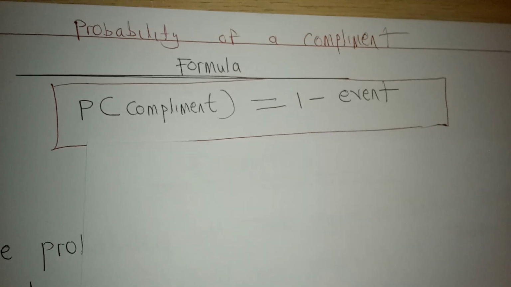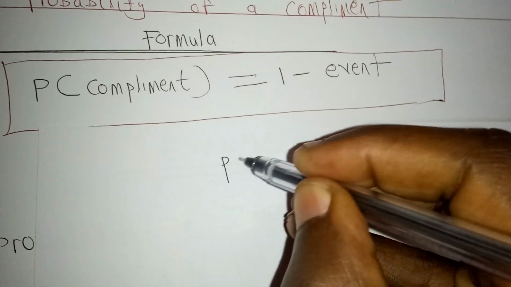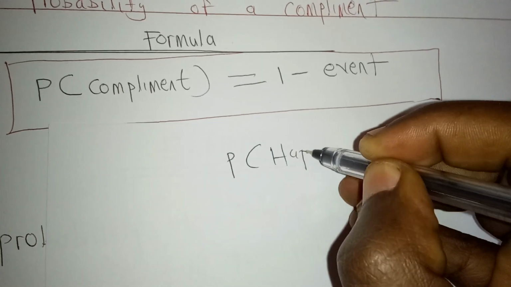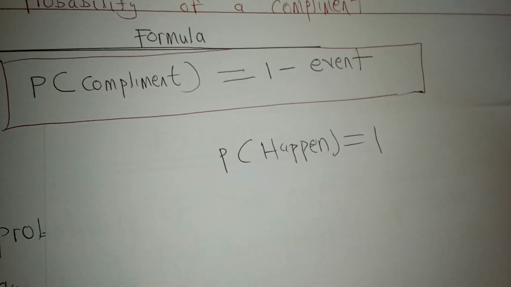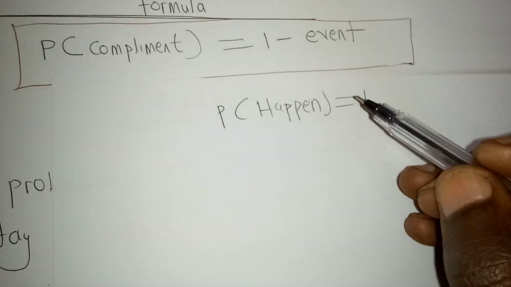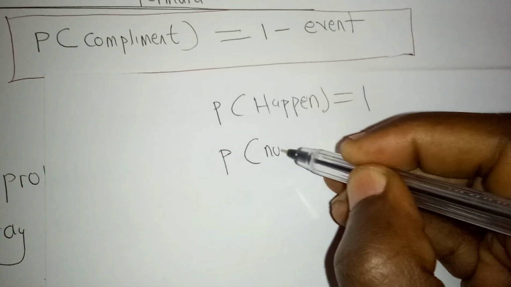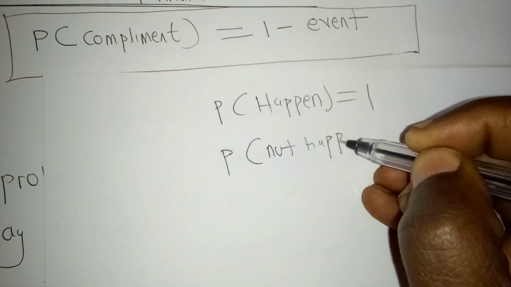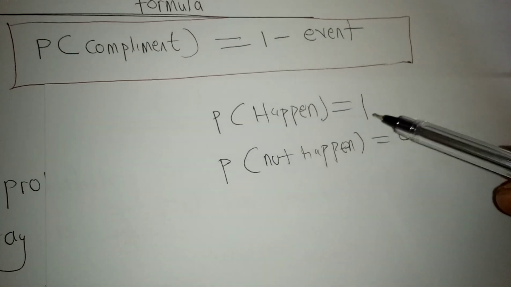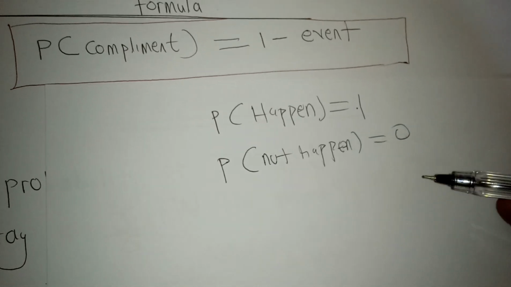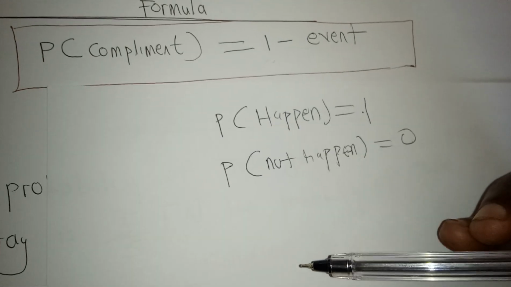The reason why there is a 1 here: the probability for anything to happen is equal to 1. That is the likelihood for anything to happen. Then the probability of anything not to happen is equal to 0. Now when we add 1 plus 0, we know that we are going to get 1.